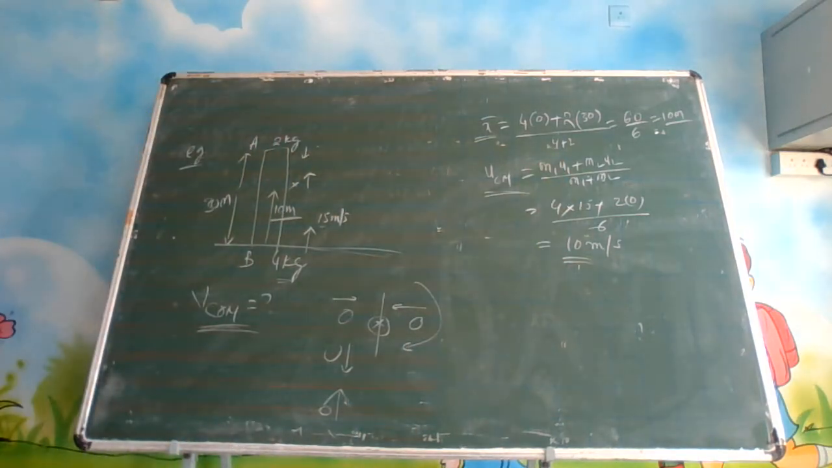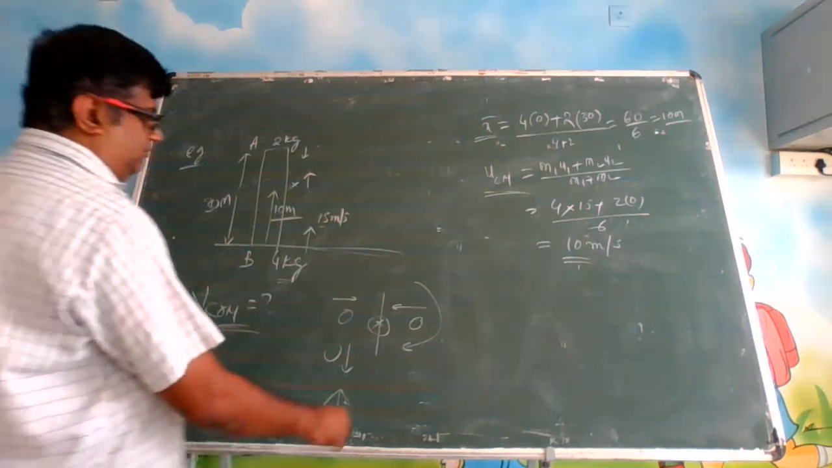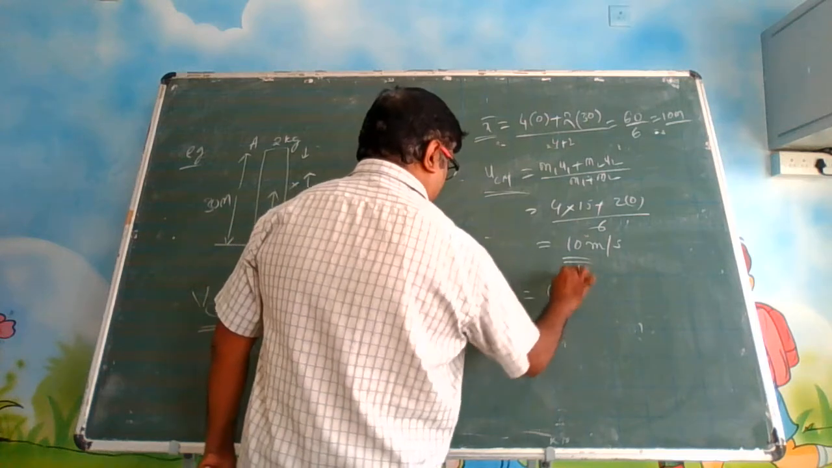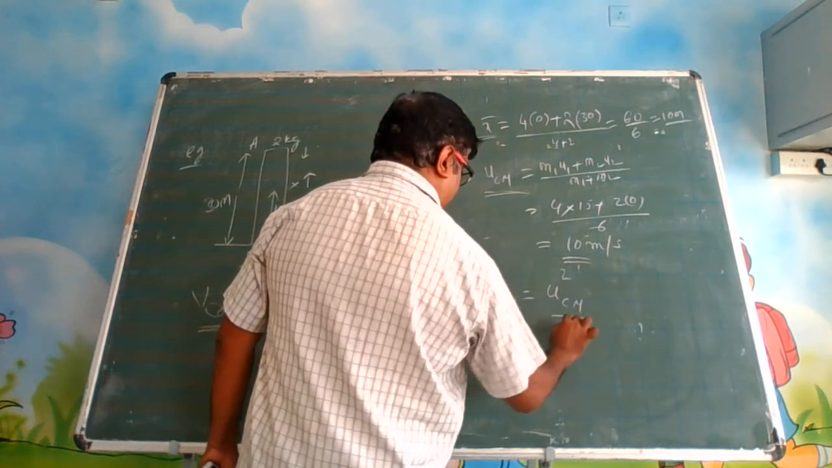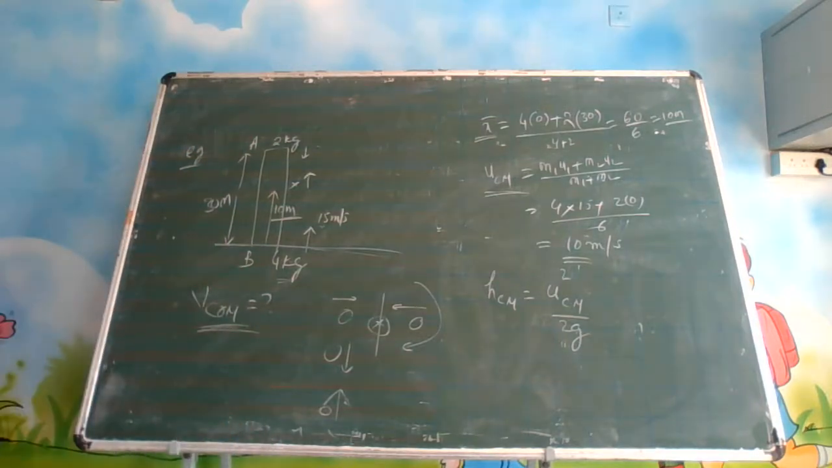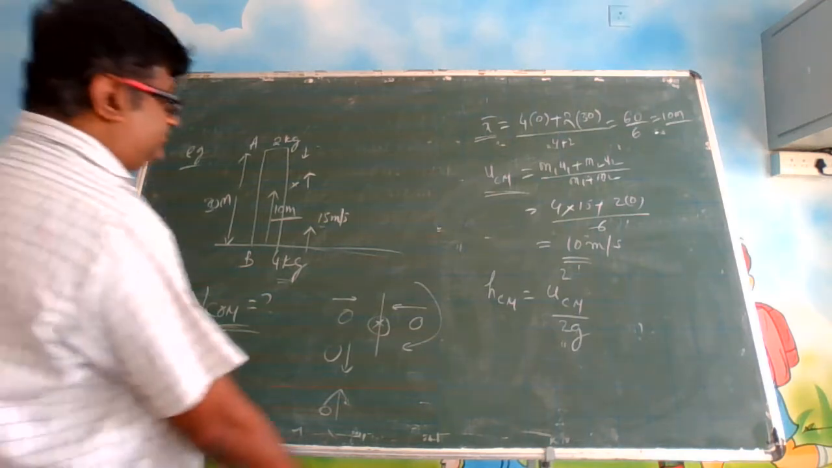Now, suppose I ask you what is the height attained by the center of mass. How to find out that? What is the height equation? Height attained by center of mass, can I write it as u square cm by 2g. This is what we have seen in kinematics. How we have got this.